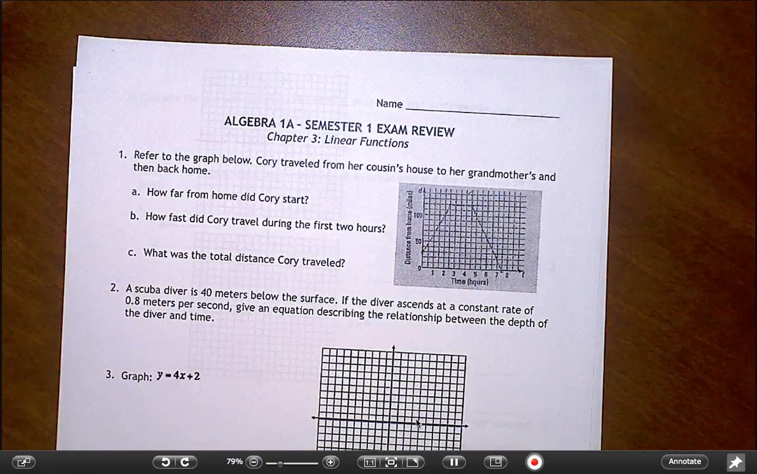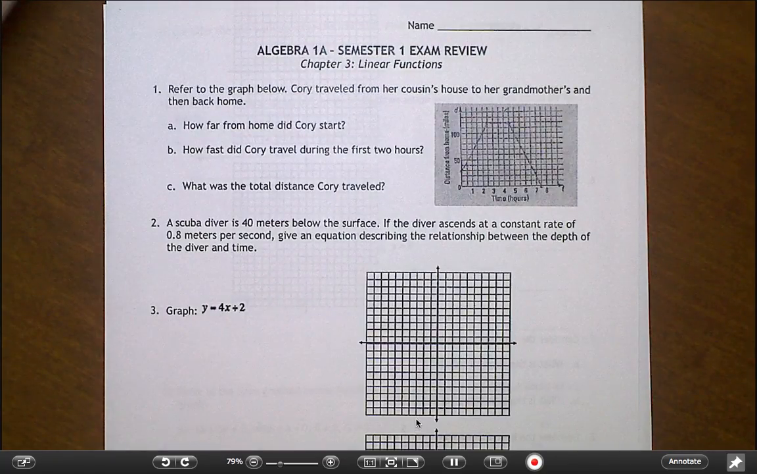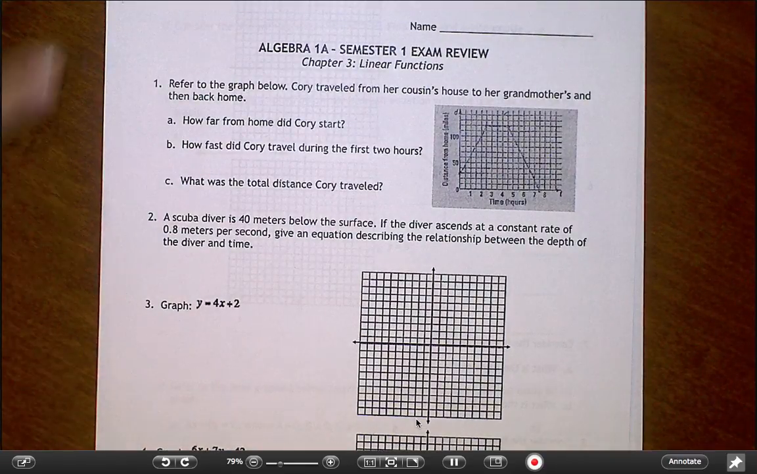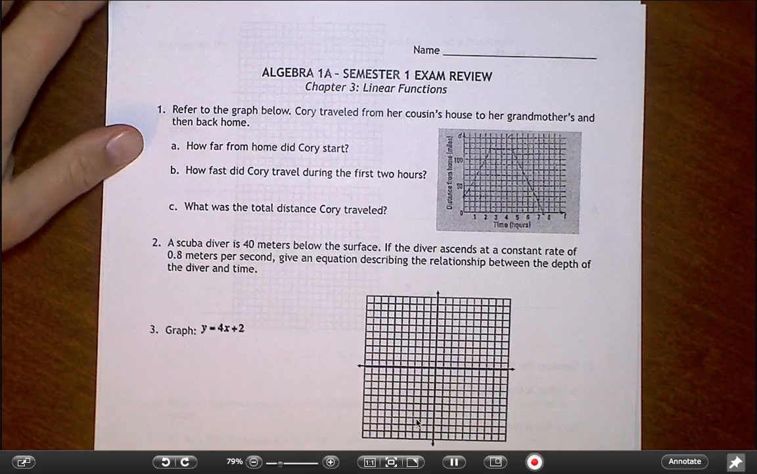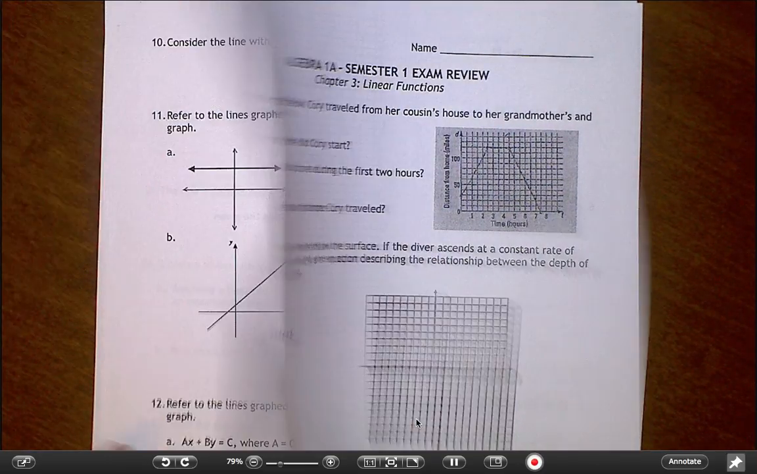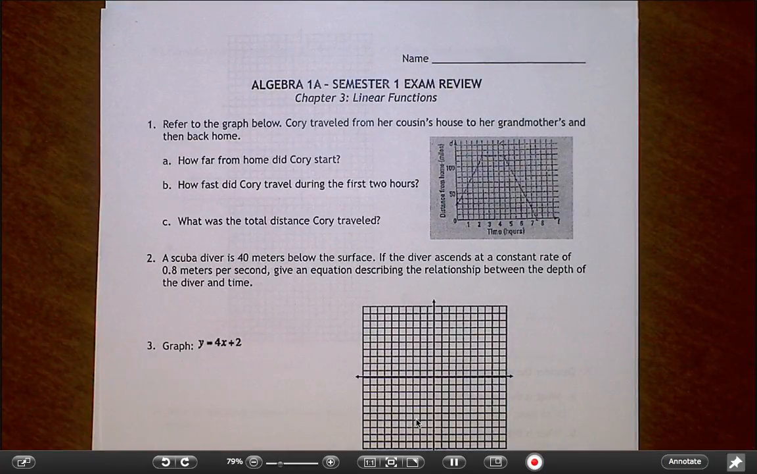Hi everyone, this is the Algebra 1A Semester 1 exam review, and this will be the Chapter 3 portion on linear functions. This first video will cover probably the first page front and back, which means we'll go up through question number 9, and then I'll pick up with the rest of it in subsequent videos.